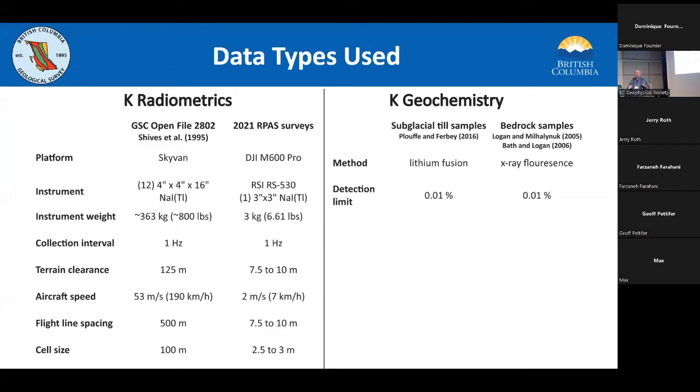What struck me when I started putting this table together was that the instrument size and the instrument volume is just significant. And then of course the weight. So this is like a 50-liter instrument that weighs over 800 pounds. And we were trying to do the same thing with an instrument that is a third of a liter and weighs just over 6 pounds. There are other survey parameters here that are worth noting, in particular velocities. There's quite a bit of difference in velocity, and of course terrain clearance. So the fixed wing survey was flown at 125 meters above surface, and we were flying 7.5 to 10 meters above surface.